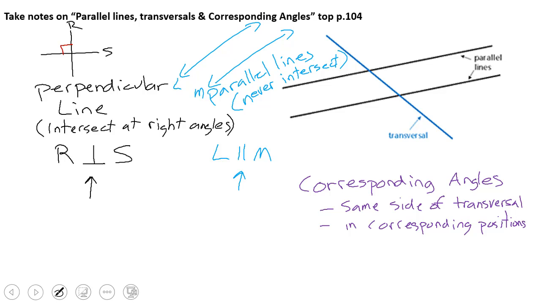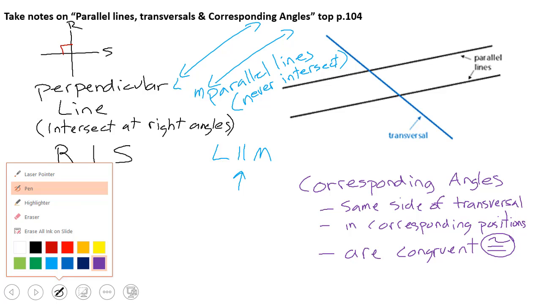And you know about that, because we've had corresponding parts before when we've been talking about similar and congruent figures. So that should make sense to you. And so when two parallel lines are cut by a transversal, it does form four pairs of corresponding angles. One other thing we need to say about corresponding angles: they are congruent. All right?